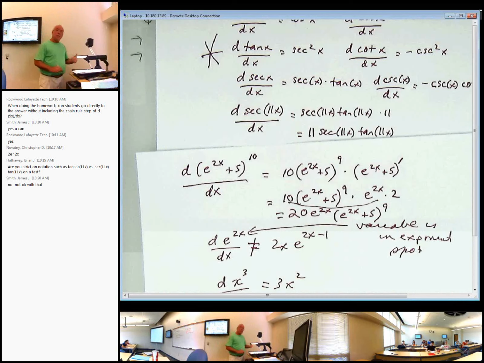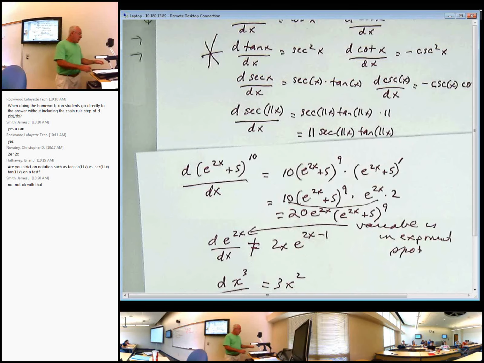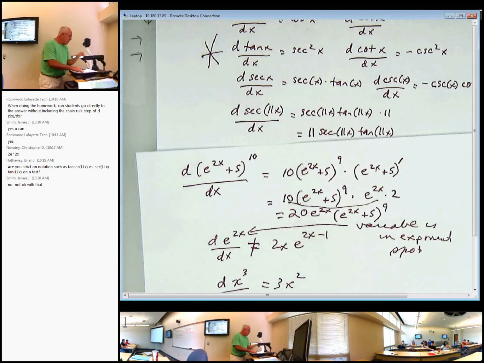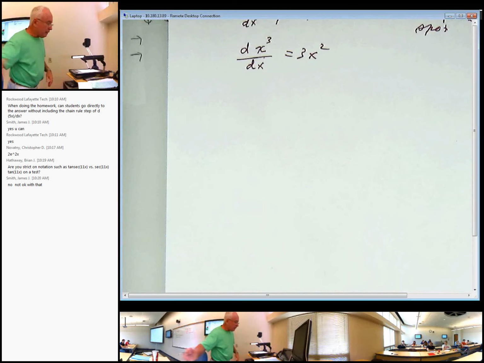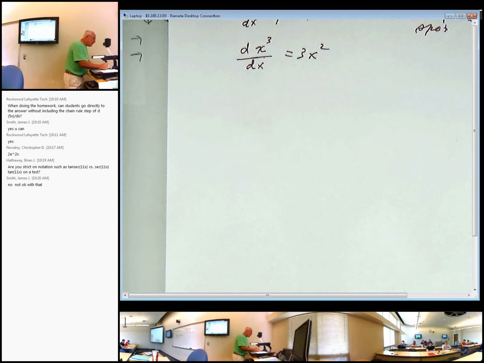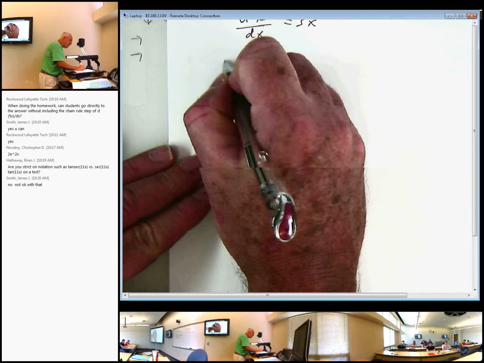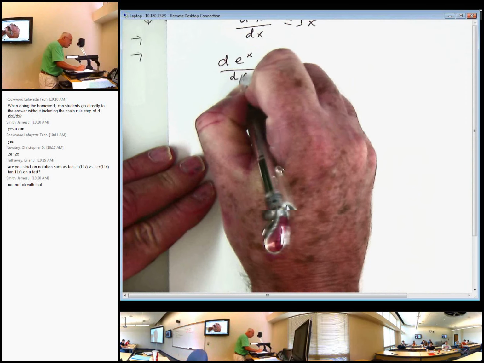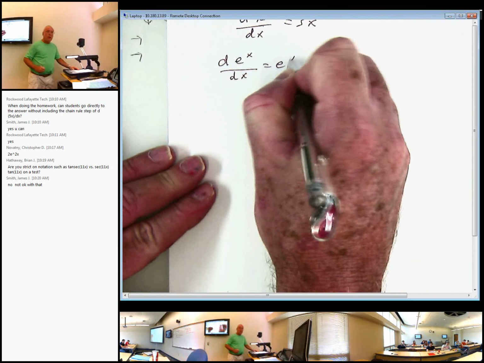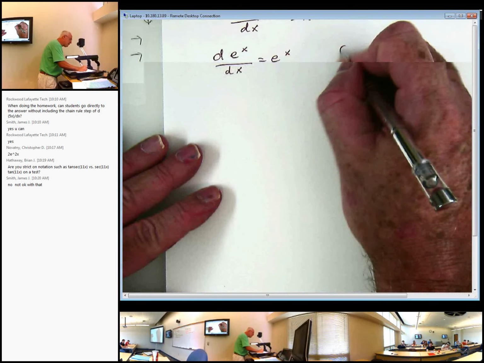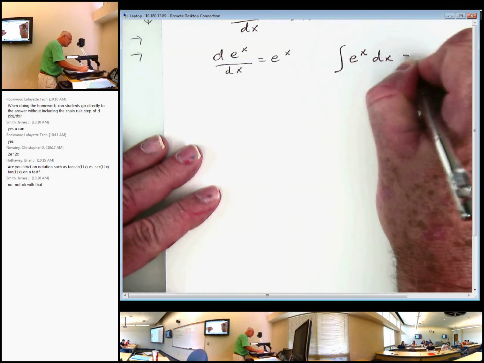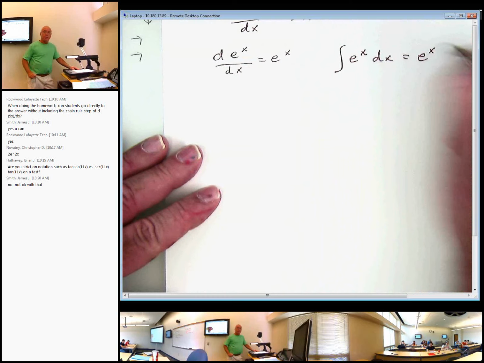So these are some derivative problems here. Let's now do the reverse of integration. So we know that the derivative of e to the x is equal to itself. Therefore, going in the reverse direction, the antiderivative of e to the x is equal to itself.